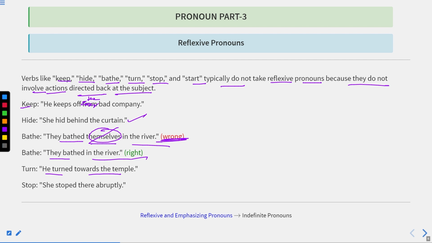He turned towards the temple. That is fine. But I cannot say he turned himself. No, he did not turn himself. Turn itself means to turn around. So he turned towards the temple. She stopped there abruptly. It means she stopped there suddenly. So she was not stopped by someone else. In fact, she stopped on her own.